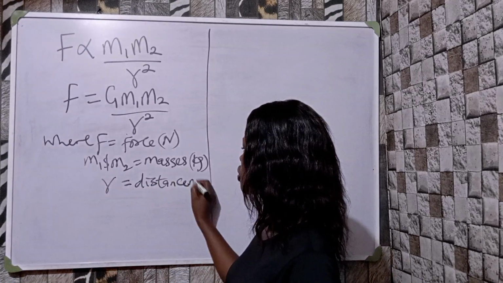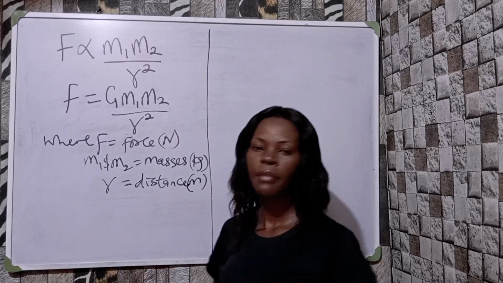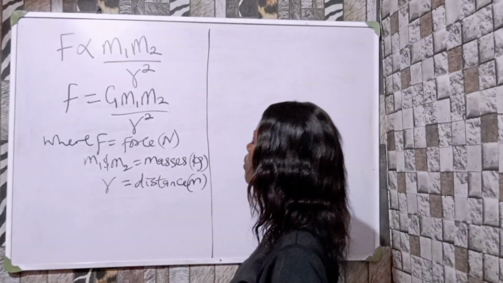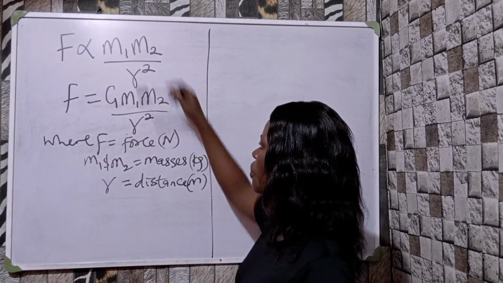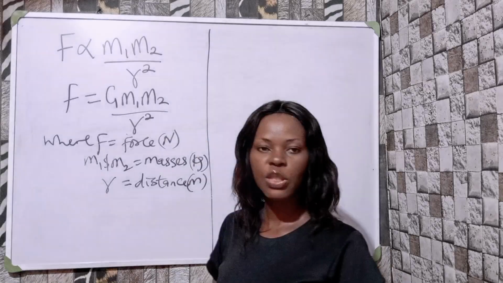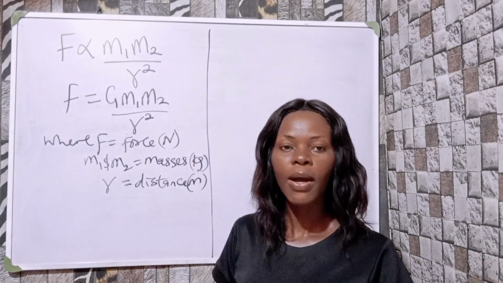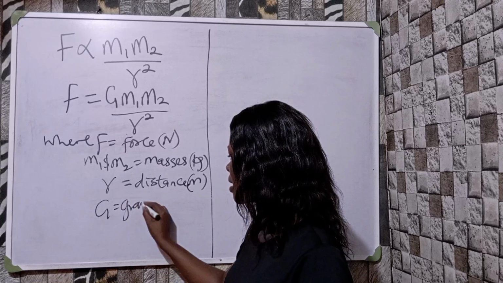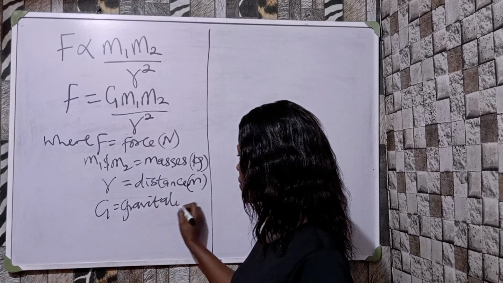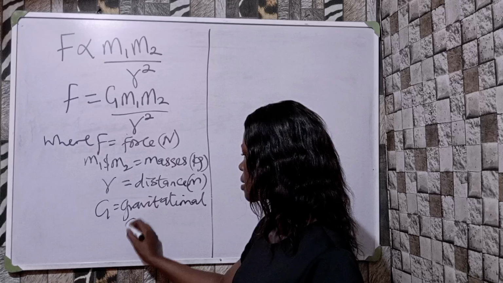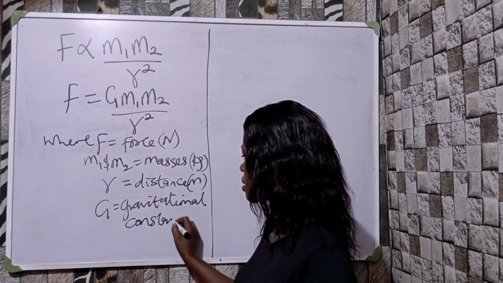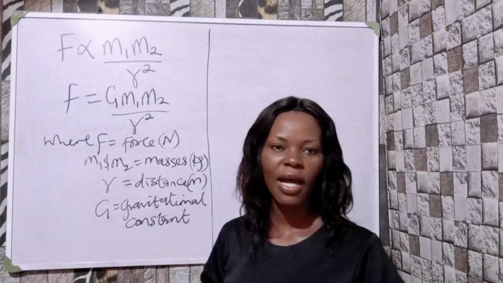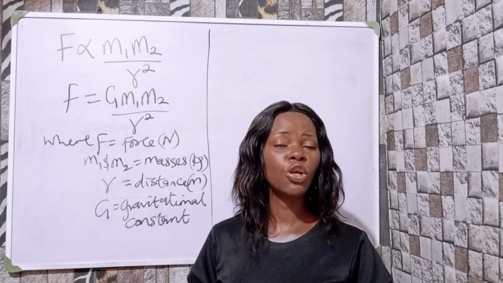Distance is measured in meters. Now, looking at what we have, we need to know what G is. G is said to be the gravitational constant. So G is equal to the gravitational constant.